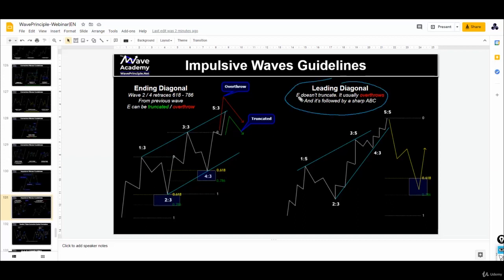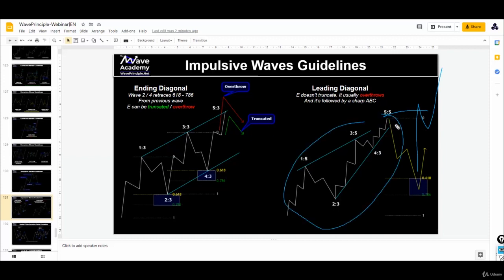And leading diagonals, we cannot see it truncated, and it usually overflows. That means that it goes sharp and then goes back down to this area of 0.618, 0.786. It's followed by a sharp ABC. So it's common to see 1, 2, 3, 4, 5, and then apparently it comes to the initial part of this leading diagonal, but it never returns 100%. So we can see an ABC, sharp zigzag, and then goes up, makes a new high. And this is the confirmation of a leading diagonal if it makes a new high. They both do 3 movements down, but remember the ending diagonal looks slow. Leading diagonals are a little more steep and a little faster.